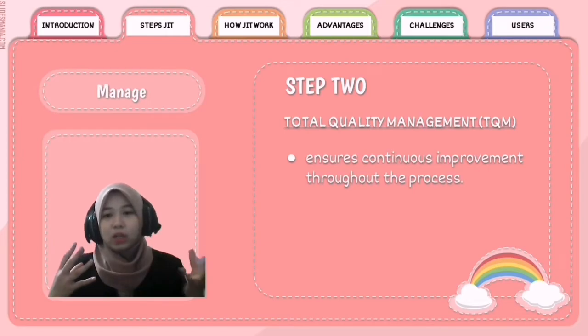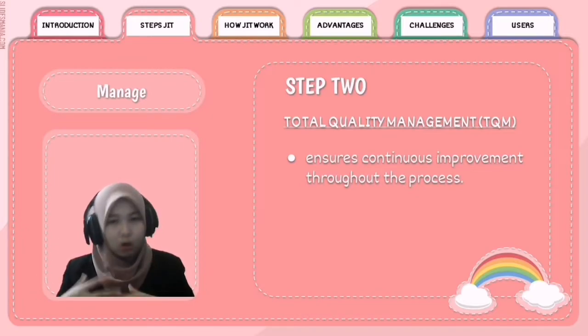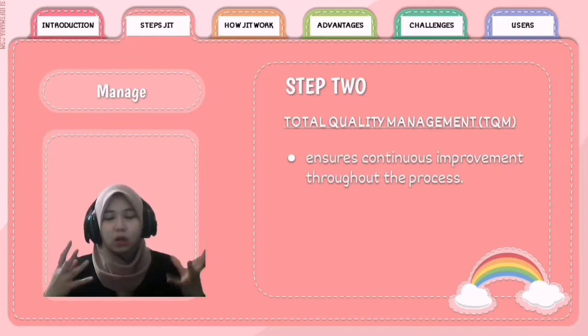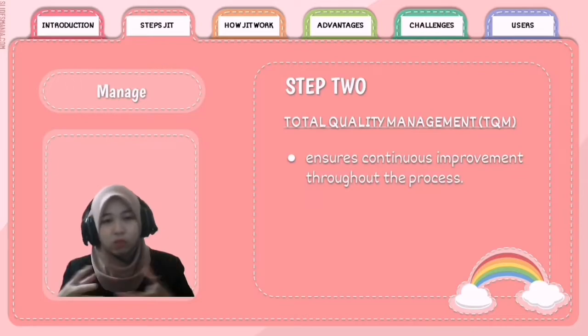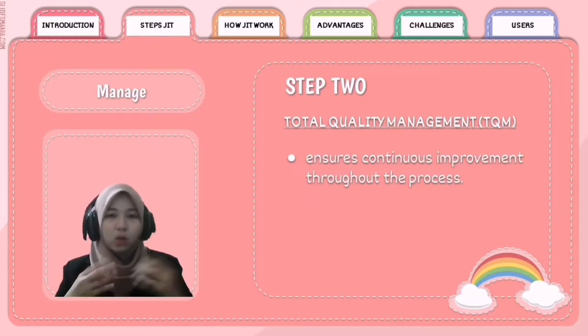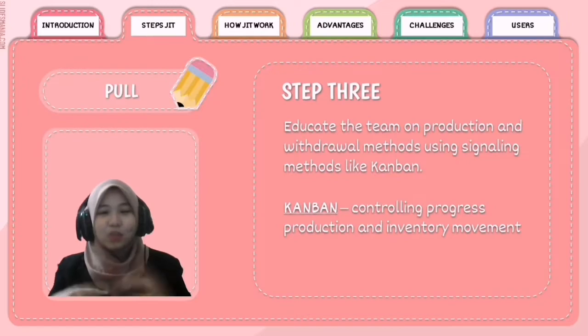Total quality management is a management framework based on the belief that an organization can build long-term success. This is to ensure that there is continuous improvement throughout the process. By having this management review, we can see the workers' roles and responsibilities and measure statistical quality control in order to stabilize the schedules, check the load and the capacity levels. Now we move to the third step, which is pull.